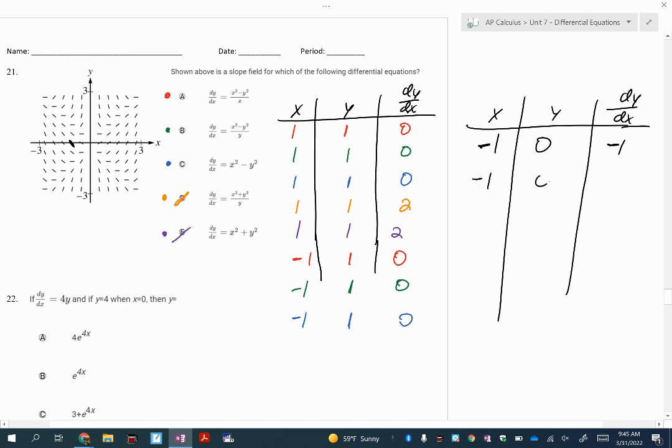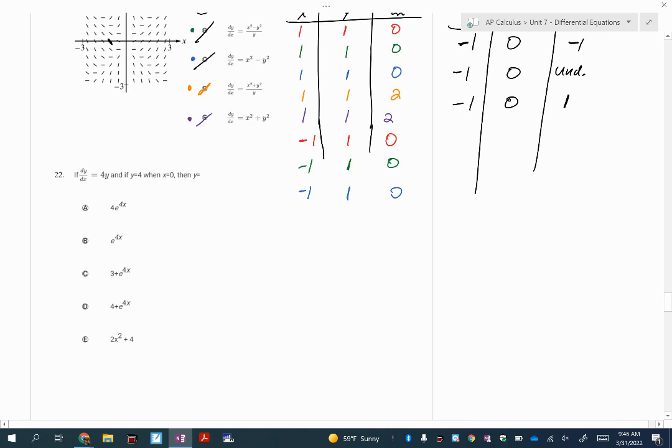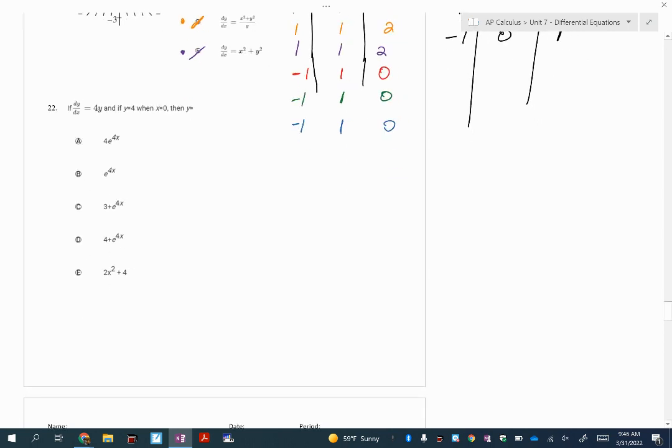Let's try it with the green one. So negative 1 squared is 1. 1 minus 0 squared is 1. 1 over 0 is undefined. Interesting. So for the green one, letter B, that should be a vertical line. It's not. So it's not letter B. Let's try C. Negative 1 squared is 1. 1 minus 0 squared is going to be positive 1. All right, so that should be a negative slope. There we go. Finally got it. It's answer choice A. Okay, let's go to 22.